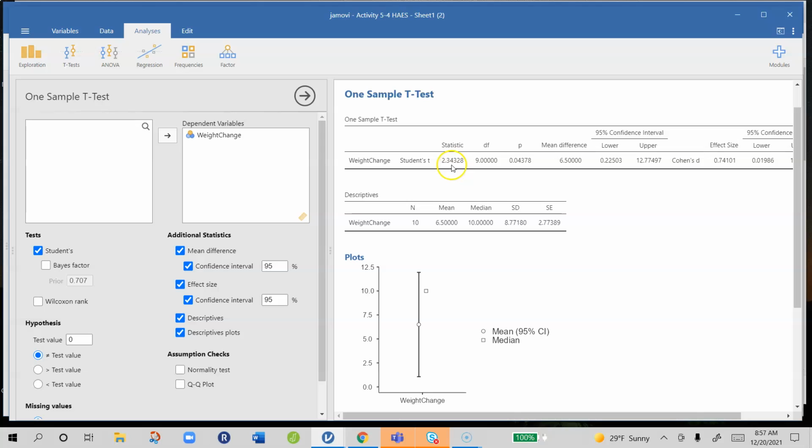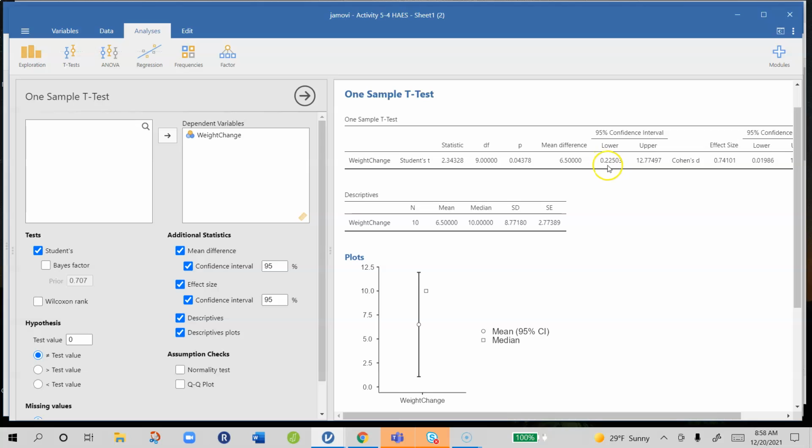We computed a t statistic of 2.34 and got a p of 0.04. That p would be fairly strong evidence against the null hypothesis, suggesting that the difference we're observing is probably a real difference.